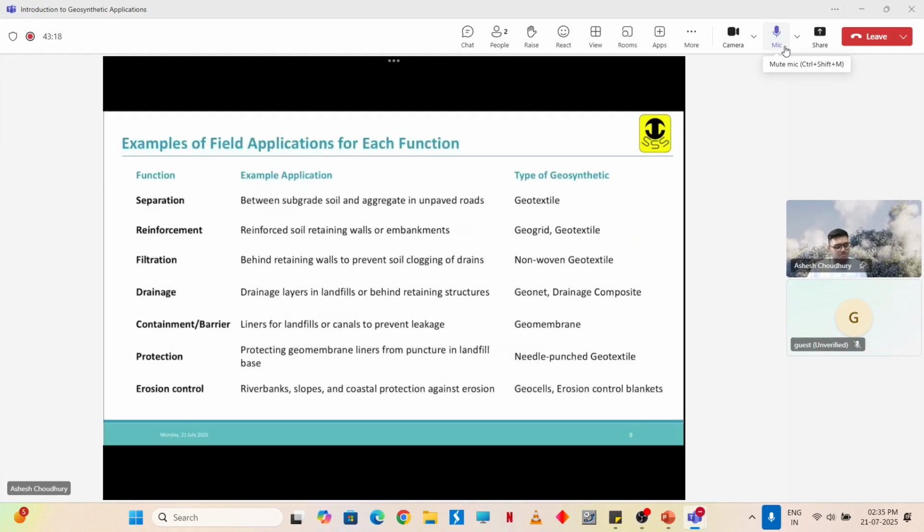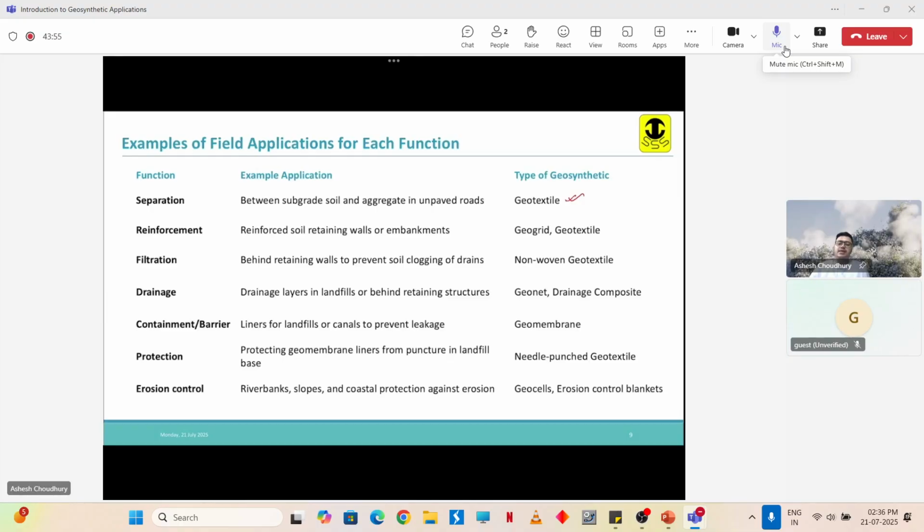Generally we use a geotextile to perform as a separator. Because we have this unpaved road and then we have aggregates, so that the aggregates do not get into the subgrade and disturb the uniformity of the unpaved road, we put a geotextile layer in between, which prevents the aggregates from entering the soft subgrade. So this function is called the separation function. Generally what we use is a geotextile.